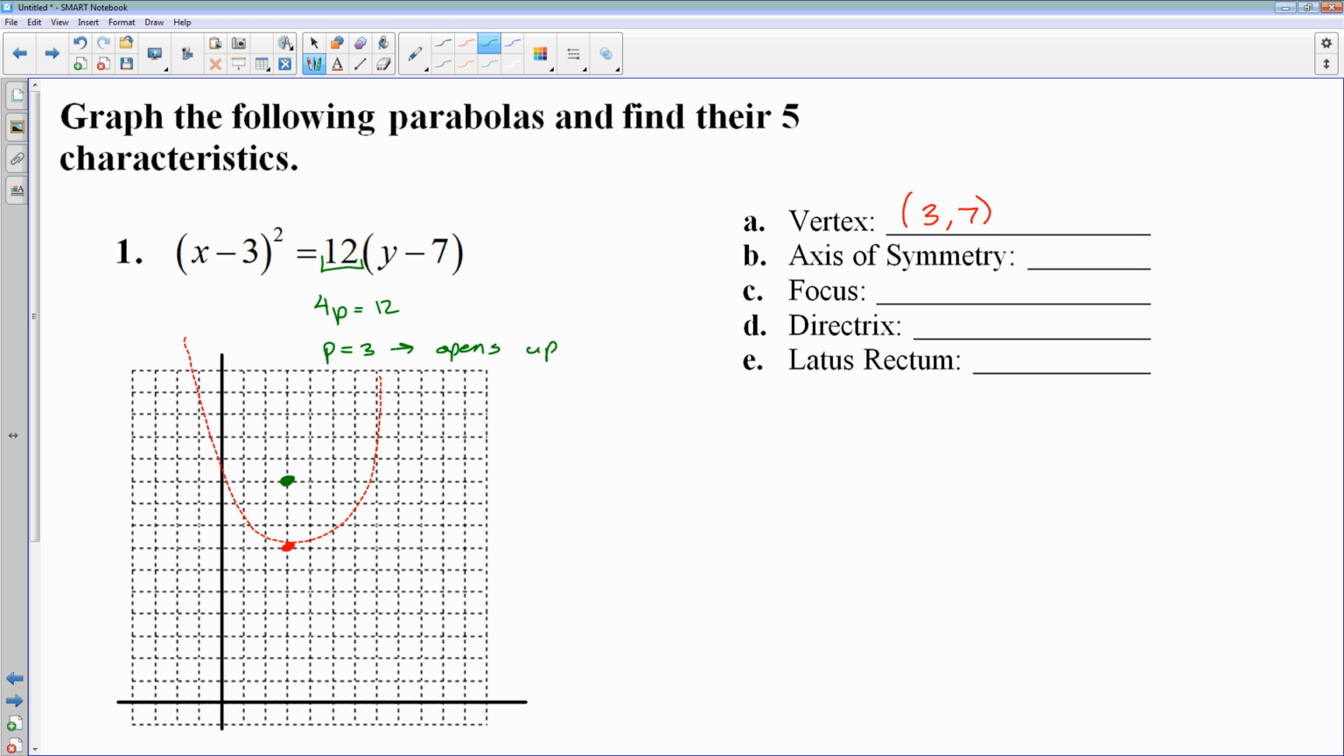There's my focus right there, and I can simply count that. I was at the ordered pair 3, 7. Now I went up to 8, 9, 10. So my focus is at the ordered pair 3, 10.